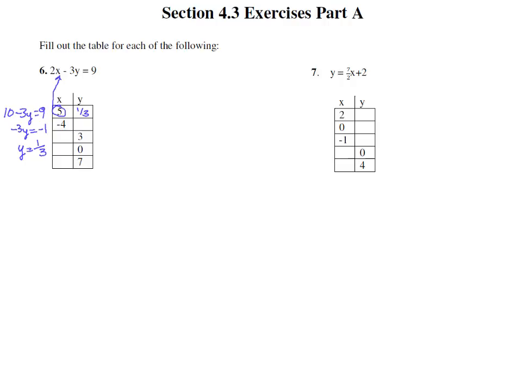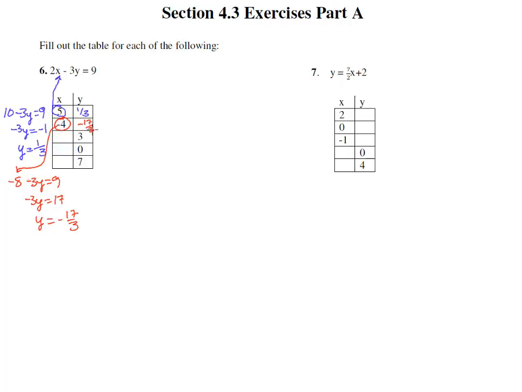Now let's stick in the next one, this negative 4. Stick that in for x and we end up with, let's write that down here, 2 times a negative 4 is a negative 8 minus 3y equals 9. We can add 8 to both sides. Minus 3y equals 17, 9 plus 8. So divide by a negative 3 and we get y equals negative 17/3. So let's put that one right there, negative 17/3.